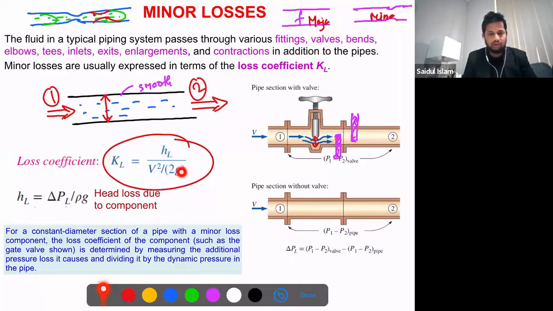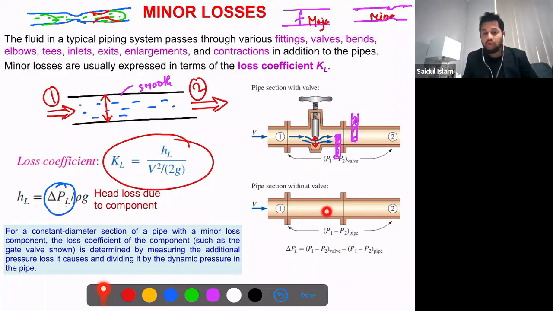So we said this is the loss coefficient formula, KL, the loss coefficient. This is the head loss, h_L, and V is the velocity, g is the gravity. All of you know this. And then h_L is delta P_L over rho g. Look, the question is how you can calculate this delta P_L. This is the pressure loss.